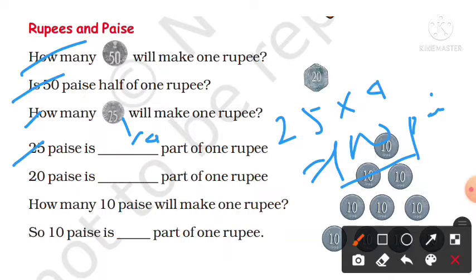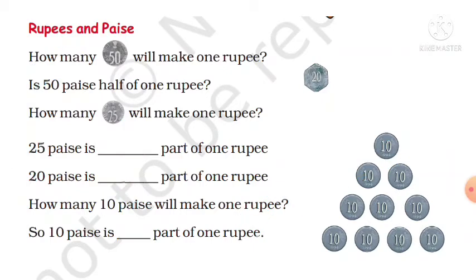Okay, 20 paisa is what part of 1 rupee? It will be simple, 1 by 5, because if we multiply 1 by 5 with 100, it gives us 20 paisa. So 20 paisa is 1 by 5 part of 1 rupee.